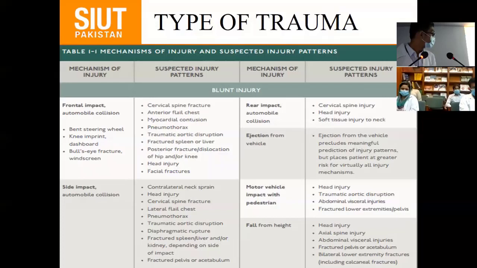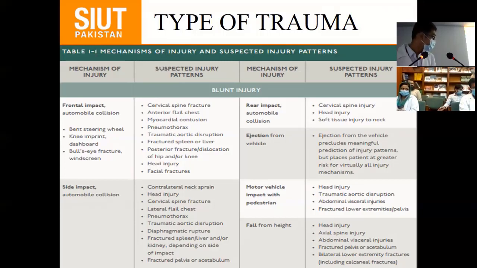If the impact is from the rear in an automobile collision, there are chances of cervical spine injury, head injury, soft tissue injury to the neck, or ejection from the vehicle. Ejection from the vehicle means unpredictable injury pattern, but places the patient at greater risk for virtually all injury mechanisms.